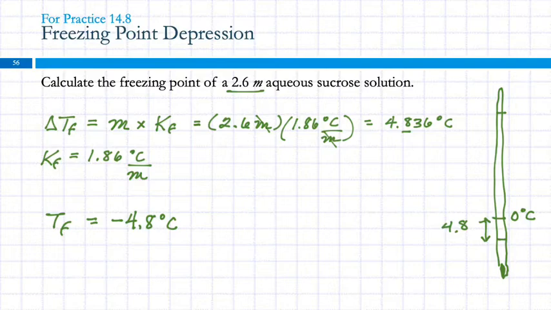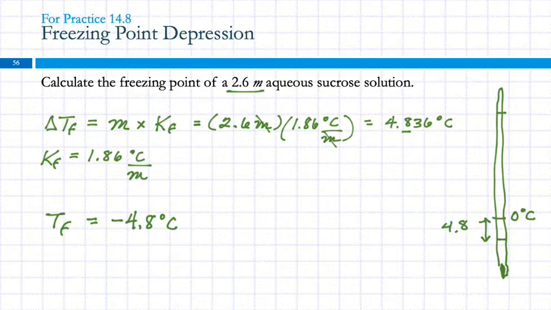4.8 is a positive number, and I agree that that's wrong, but it's what everybody does. So delta is always final minus initial, except for freezing point depression. Sorry.